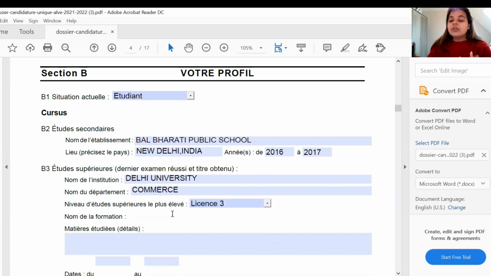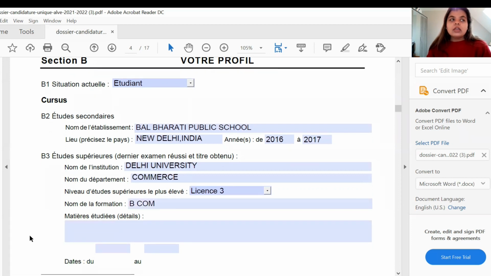Then you write the name of the formation. That means which course were you doing in this department. So I did BCom, so I write BCom. If you have done graduation in English, so many people are messaging me asking what do you write if it's English honors? So you write en anglais, simple, because obviously there's no English program.